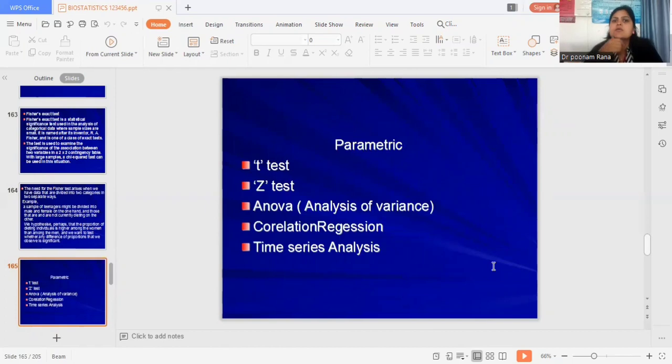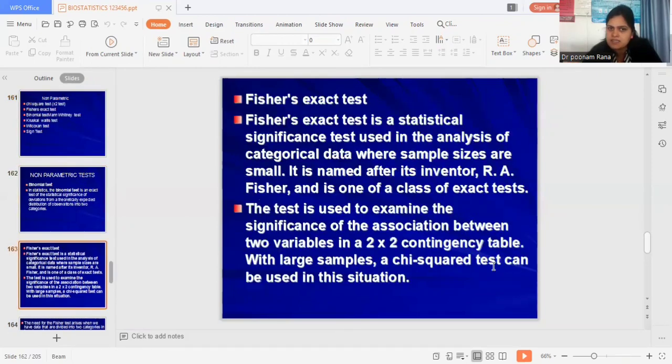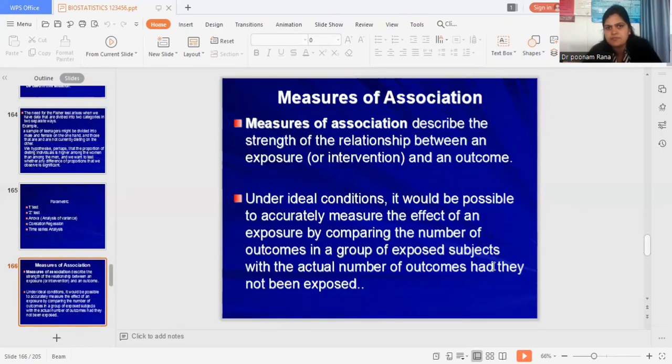So this slide is showing the parametric tests: T test, Z test, ANOVA, correlation, regression, and time series analysis. These are all examples of parametric tests. These are non-parametric: chi-square, Fisher's exact test, Wilcoxon test. And these are parametric: T test, Z test, ANOVA, correlation, regression, time series analysis.